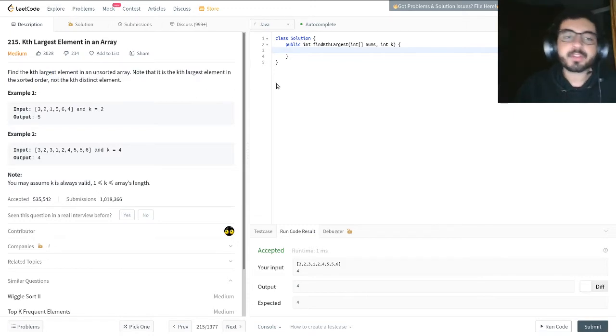So the first approach that you could think of is, let's just sort the array in descending order, and then just get the index k minus 1. Why is that? Because when we sort the array in descending order, the first element would be the largest one, the second one would be the second largest one, and so on and so forth. And getting the k minus 1 index is because k starts from 1 while the indexes start from 0.